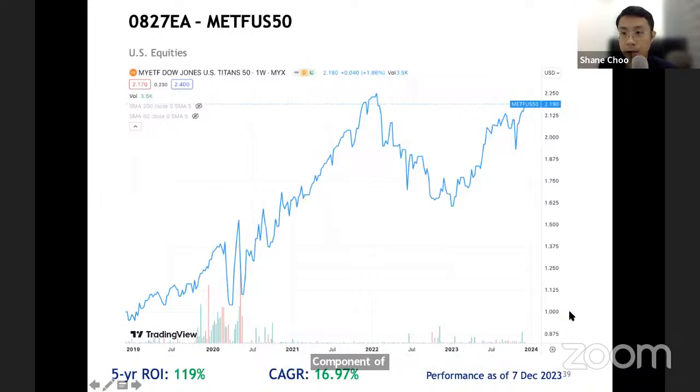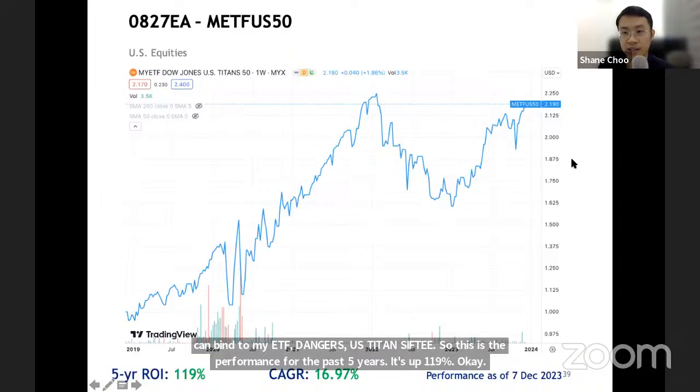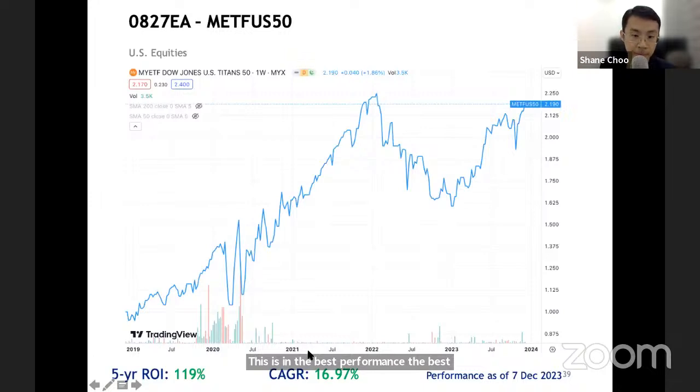Now, if you want to buy US equities, of course, this is an example. You can buy into the MyETF Dow Jones US Titans 50. So this is the performance for the past 5 years. It's up 119%. In my opinion, this is the ETF that delivers the best performance. The compound annual growth rate is 16.97%.